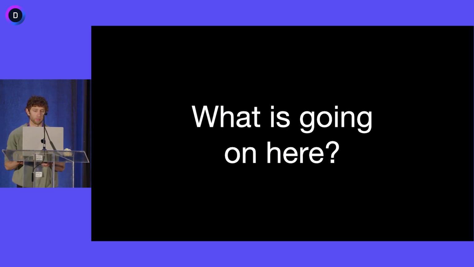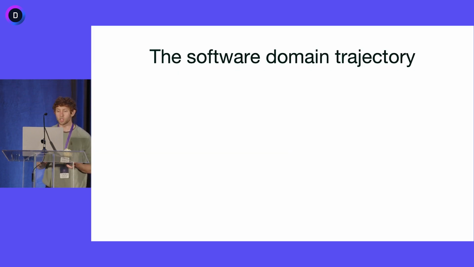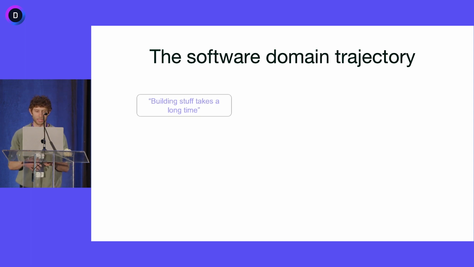So what's going on here? Why do we see this pattern of change? If you take a closer look at the history of any of these software domains, you start to get a sense of it. So the initial challenge is about speed to build stuff. It takes developers a long time to get basic things done, like provision an EC2 server or change what shows up in a text box.